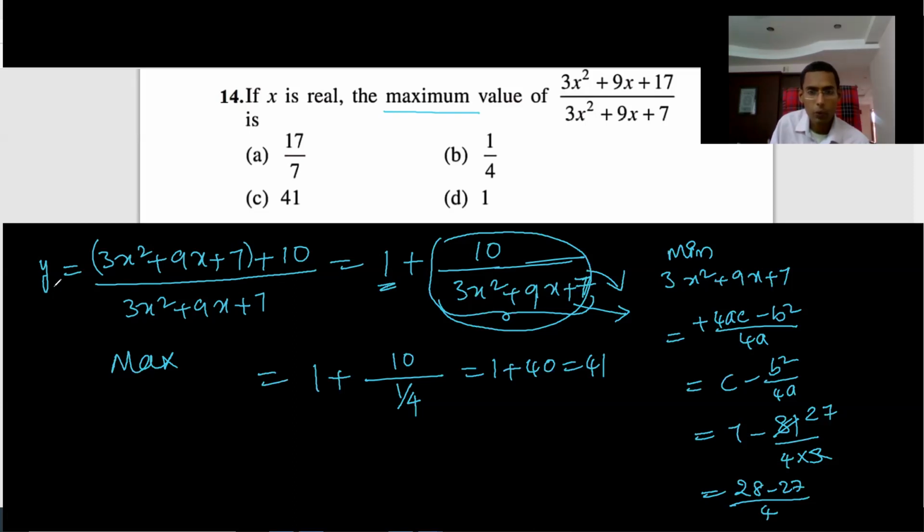Of course, if you have to find the minimum value, what should happen? For minimum, this denominator has to be maximum. What is the maximum value of this denominator? It tends to infinity. As the denominator tends to infinity, this whole thing becomes 0. So the minimum value is 1 plus this, and as the denominator approaches infinity, this approaches 0. Therefore the minimum value is going to be 1. That is how we can find minimum and maximum values easily. It's a shortcut.